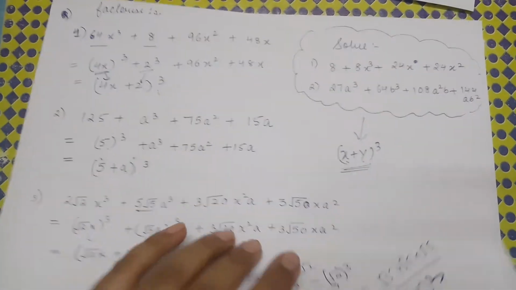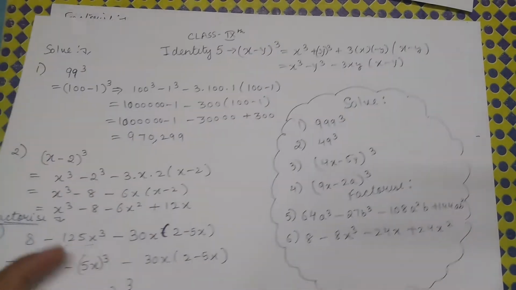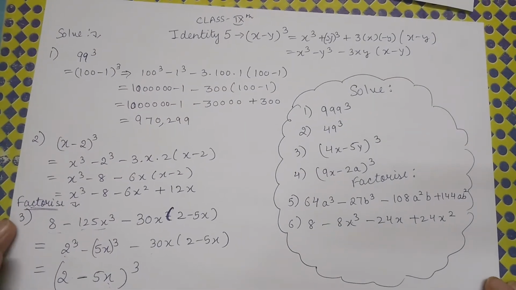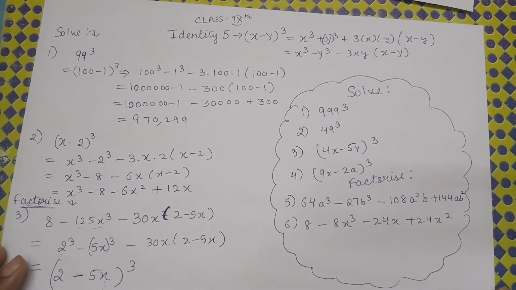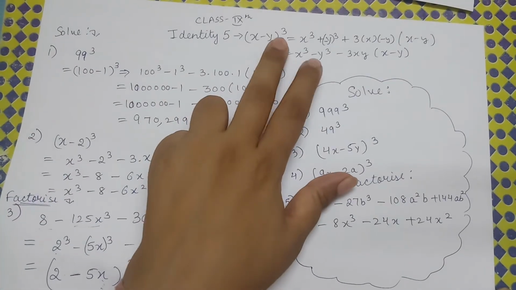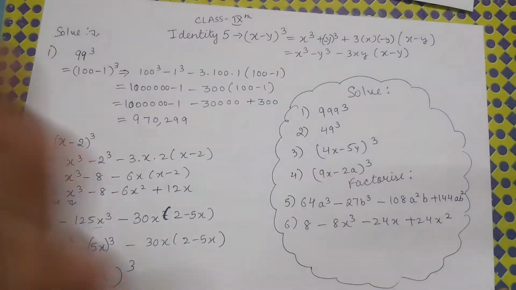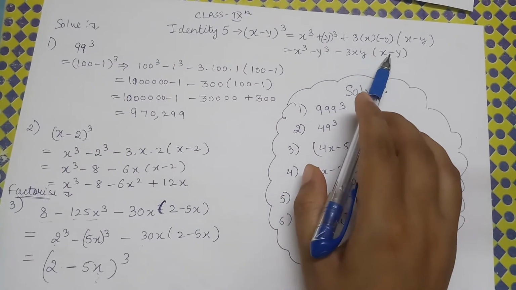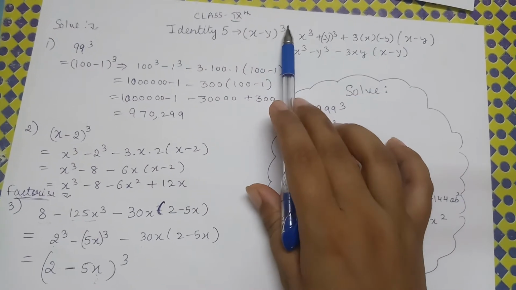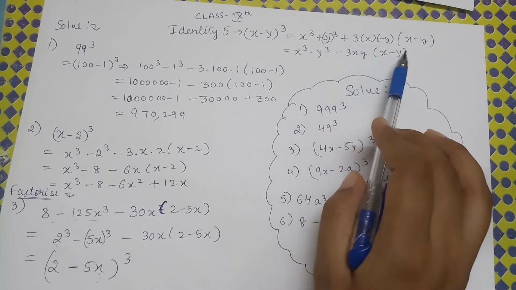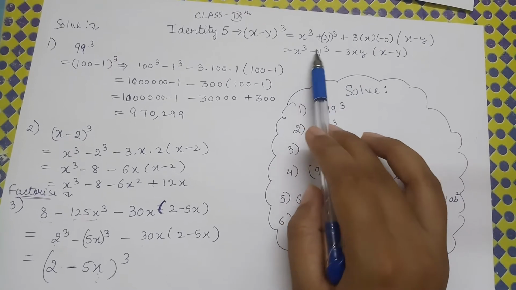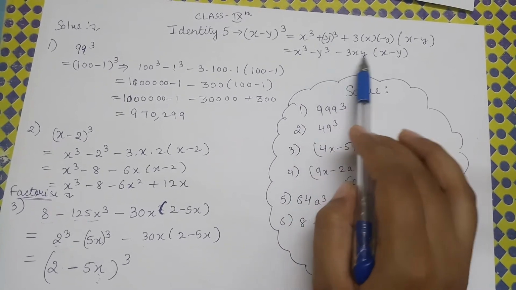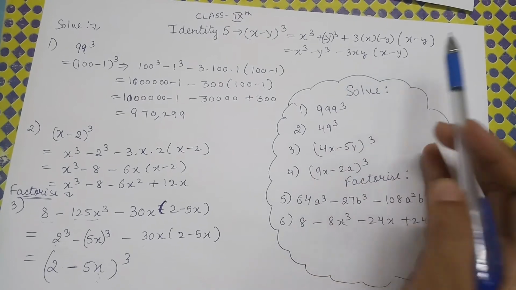Clear? Next, identity 5. In identity 5 we have (x − y) cube. As in (x + y) cube all the signs are positive, in (x − y) cube the signs will alternate with negatives: x cube minus y cube minus 3xy bracket x minus y.